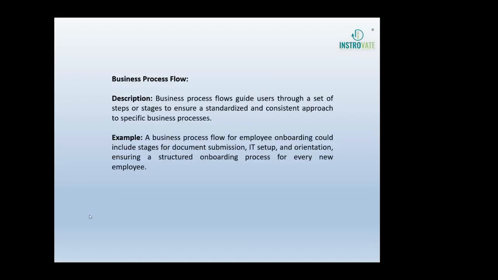Okay. Now, business process flow. Business process flows guide users through a set of steps or stages to ensure a standardized and consistent approach to a specific business process. For example, a business process for employee onboarding could include stages for documentation submission, IT setup, and orientation, ensuring a structured onboarding process for every new employee. So this kind of flow will come under the business process flow.